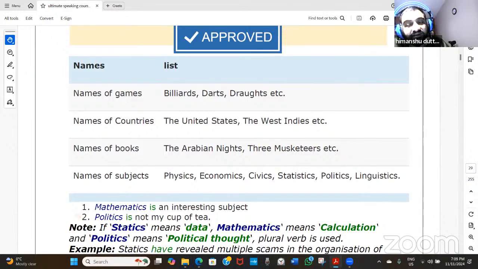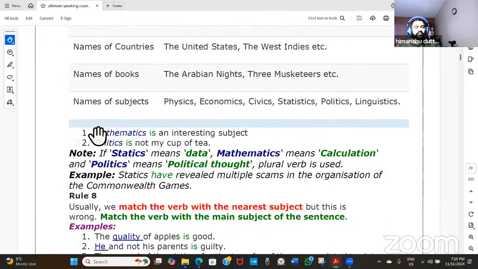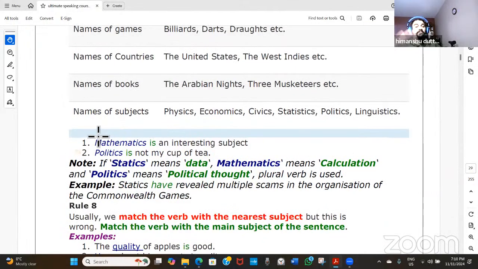Mathematics is an interesting subject. Politics is not my cup of tea. My cup of tea is music. We can't say musics. If statistics means data, mathematics means calculation. So they are trying to clarify how we are calling them singular. Politics means political thought.